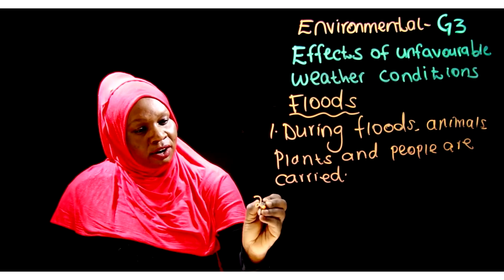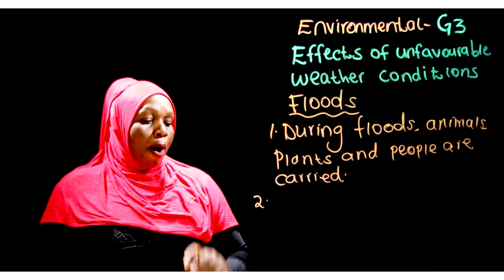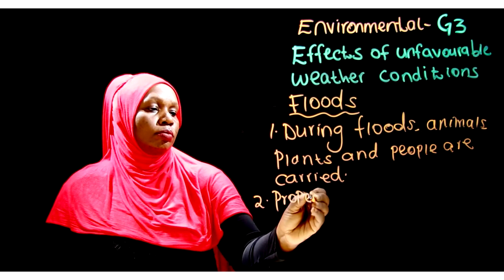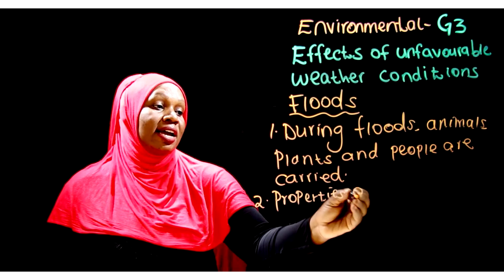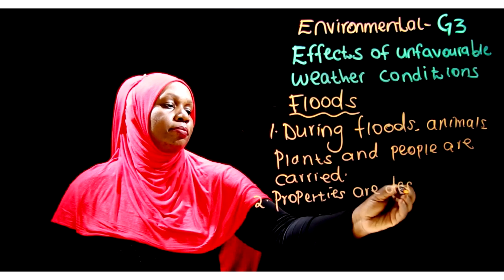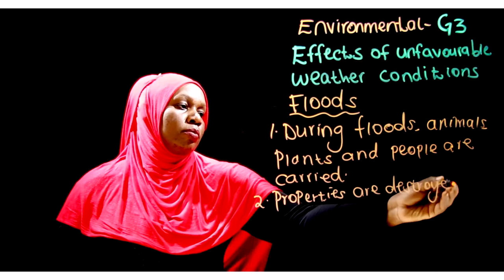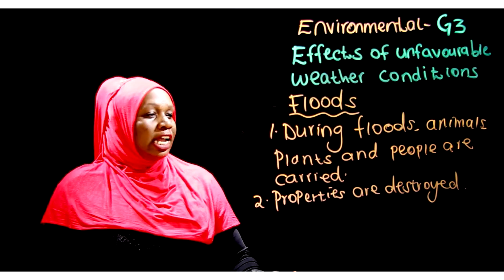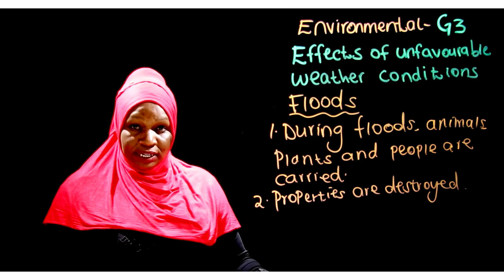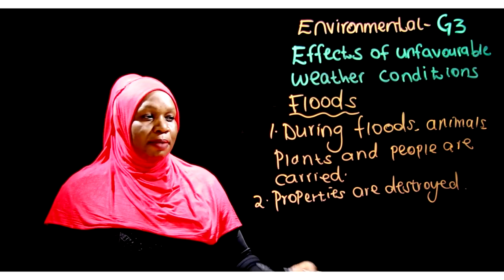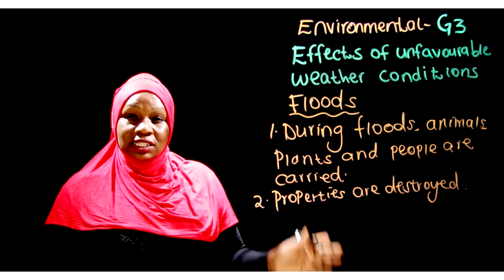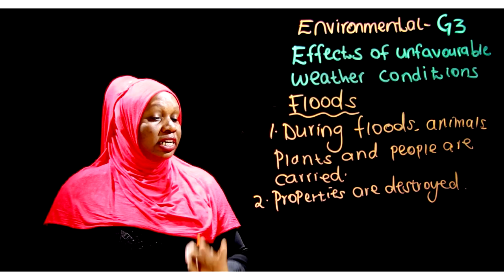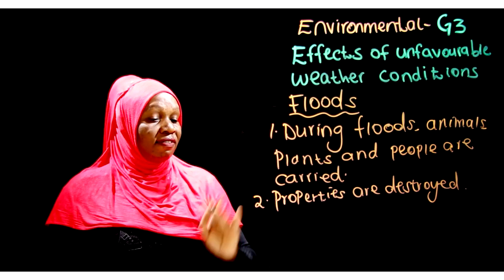The second thing that will happen is that properties are destroyed. The water becomes overwhelming and a lot of things are destroyed: the shops, the buildings, the roads, the bridges, and all that. So there are so many things that are destroyed during this particular time when we have the flood.